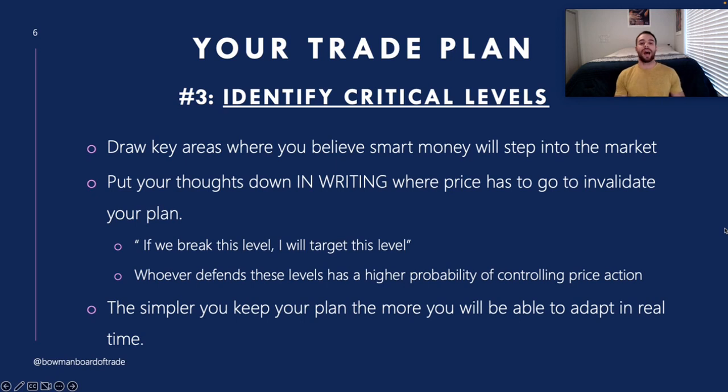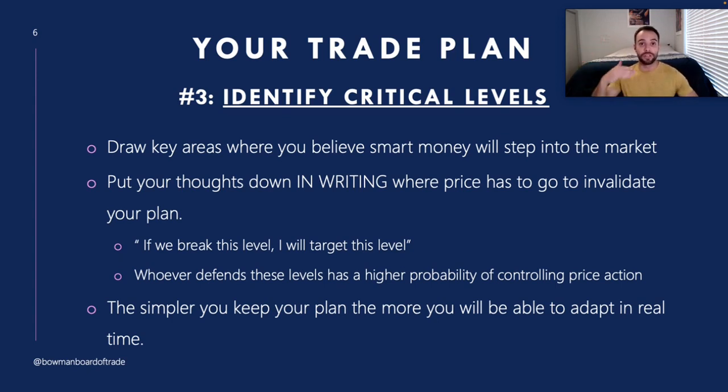Number 3, identify critical levels. This might seem obvious, but the key behind this one is you need to draw key areas where you believe smart money will step into the market. It's very important that you put all of your thoughts down in writing where price has to go to invalidate your plan. Like I said before, if we break this level, I'm no longer looking at the head and shoulders chart pattern. Now I'm looking to target the next level above.